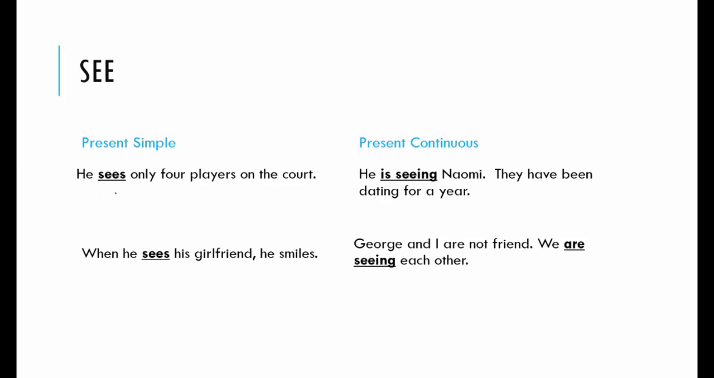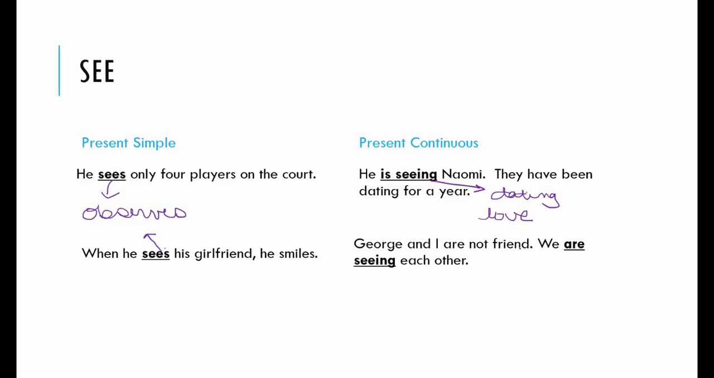C is also one that you need to be very careful with. This C means like an observation. He observes only 4 players on the court. When he sees his girlfriend, he smiles. It's an observation. When I see you. This seeing actually has to do with dating, like love. He is seeing Naomi, meaning they're together, they're a couple, they're boyfriend and girlfriend. They have been dating for a year.